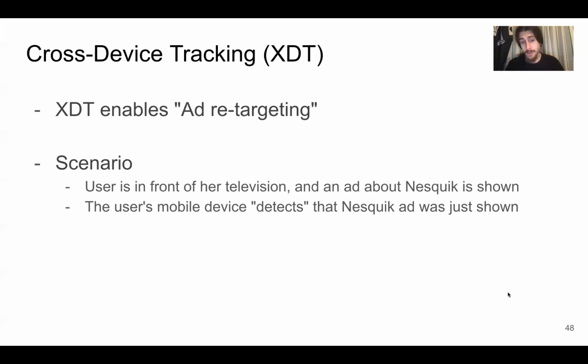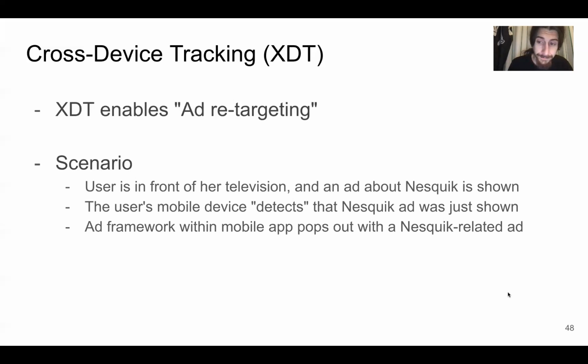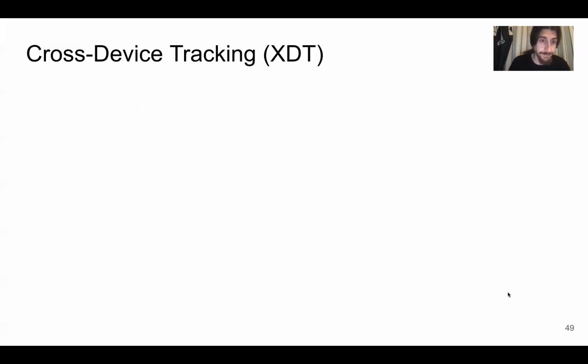So again, going back to our example, you are in front of your television and there is an advertisement about a topic, and then your mobile device also shows you something, and the user is more likely to remember it. Again, it is the advertising framework on your phone that is able to bridge the gap and show something relevant. It's extremely creepy, but also extremely powerful. Since it's powerful, there is an incentive to monetize this thing. So how can it be done?